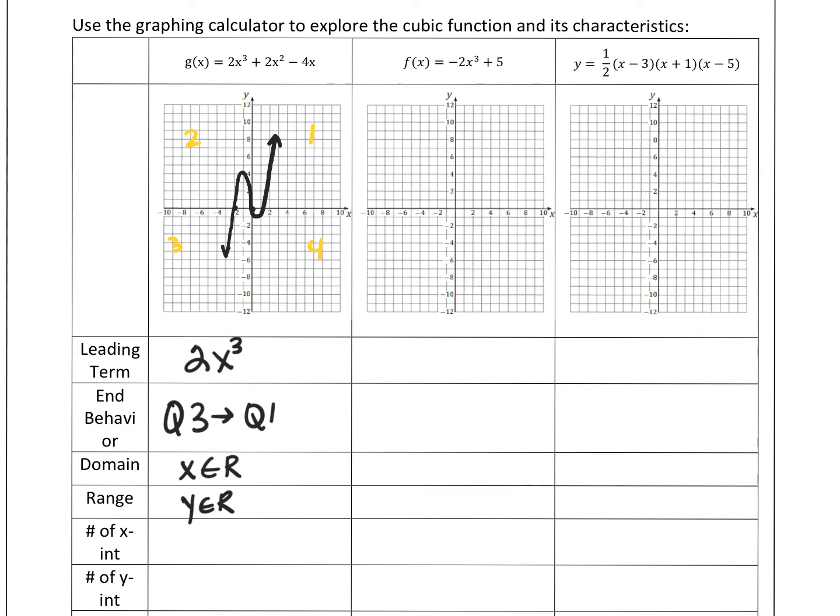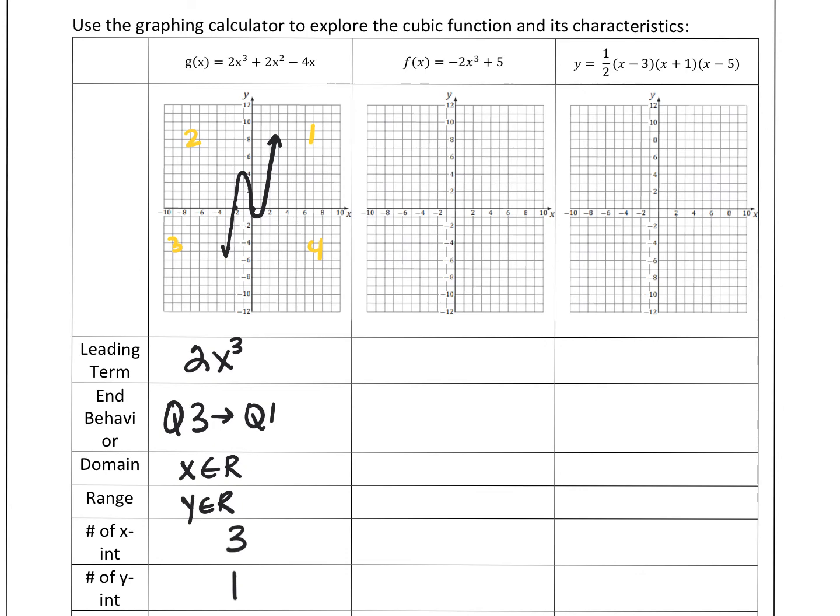Now the number of x-intercepts, so I don't care really what they are. You can use the trace function trying to figure out exactly where they're at, but how many are there? So there are 1, 2, 3 x-intercepts, and there is 1 y-intercept.